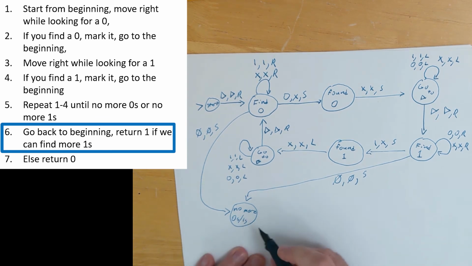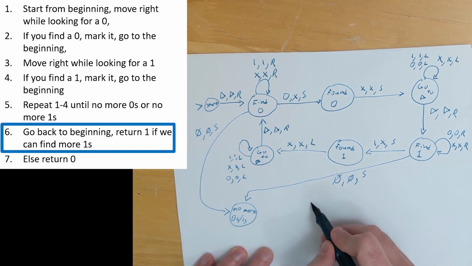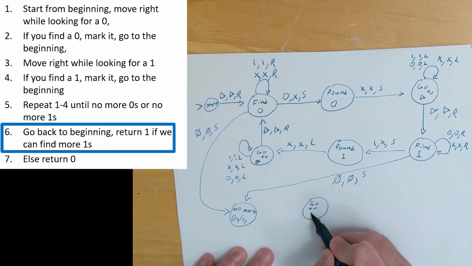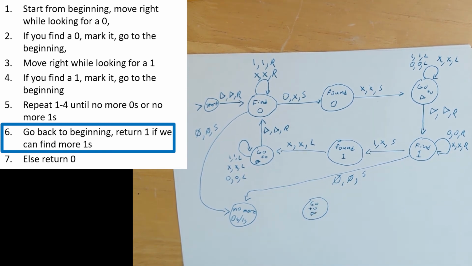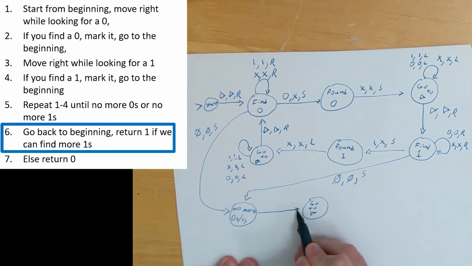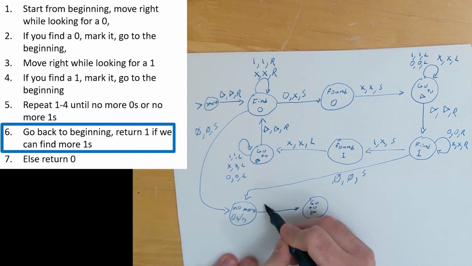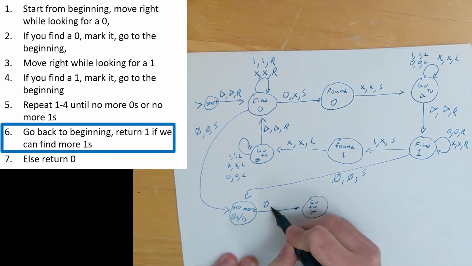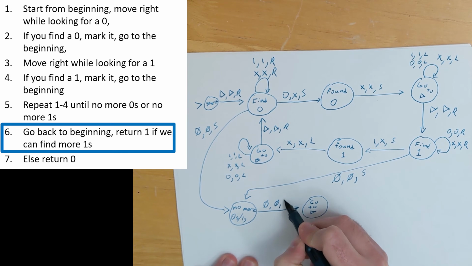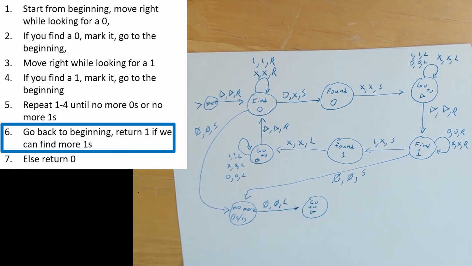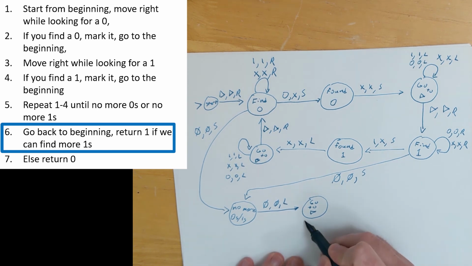Okay, so we know that there's no more 1s and zeros, so now what we need to do is have just another go to the start of tape procedure. So once we have no more zeros, we knew we were looking at a blank, so let's just say we have a blank, let's not change it, and move our machine to the left on the tape. And then we need to go back to the beginning.